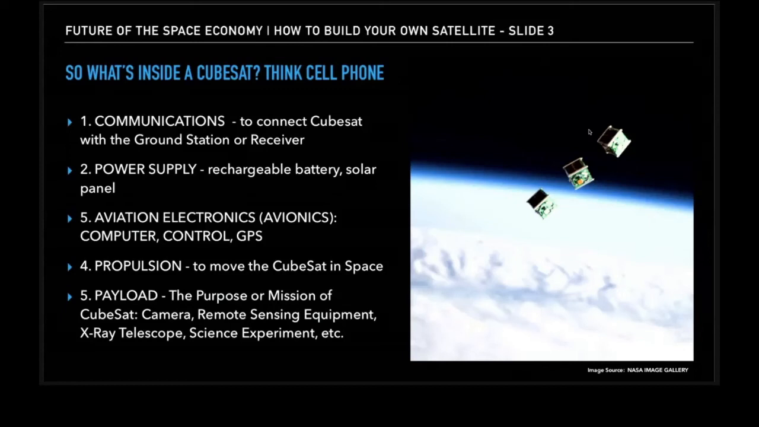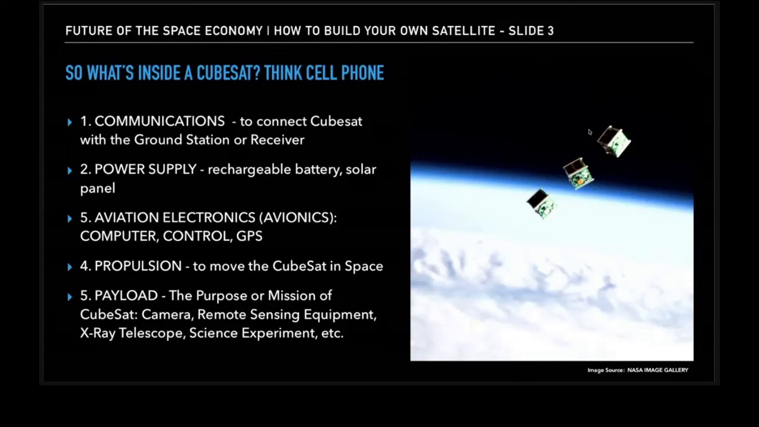And last, your cell phone has a camera. Same with many CubeSats, not all CubeSats. Many CubeSats do have cameras, but some have other kinds of equipment like remote sensing equipment or X-ray telescopes, even science experiments. For example, some CubeSats may contain bacteria to see how they can grow in zero gravity.